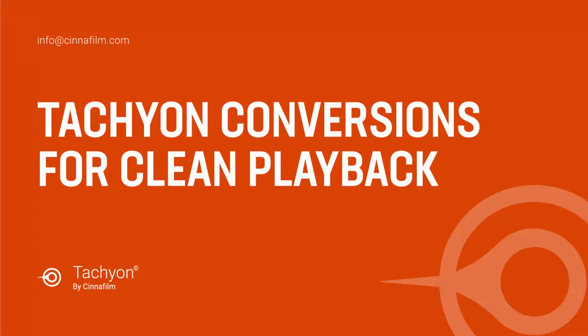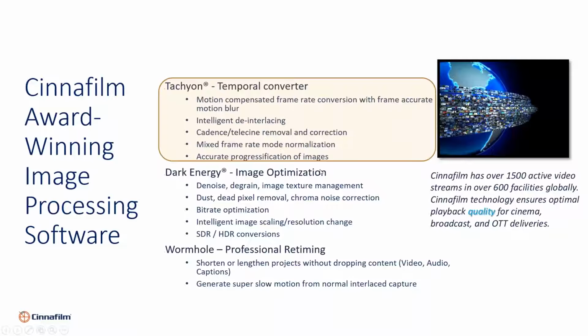We're going to be talking about creating great progressive images during this webinar. One of the things we're going to be talking about today, primarily to create these great progressive looking images, is going to be Tachyon. And it's highlighted here. Cinnafilm makes a lot of award-winning image processing software. Tachyon is our focus today, and Tachyon's available in many enterprise-grade transcoding platforms. We have other technologies, DarkEnergy and WormHole, but those will be on other coffee breaks.